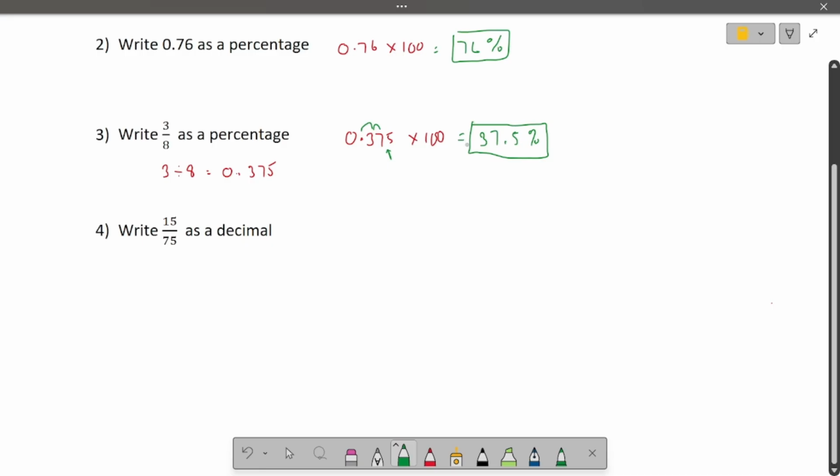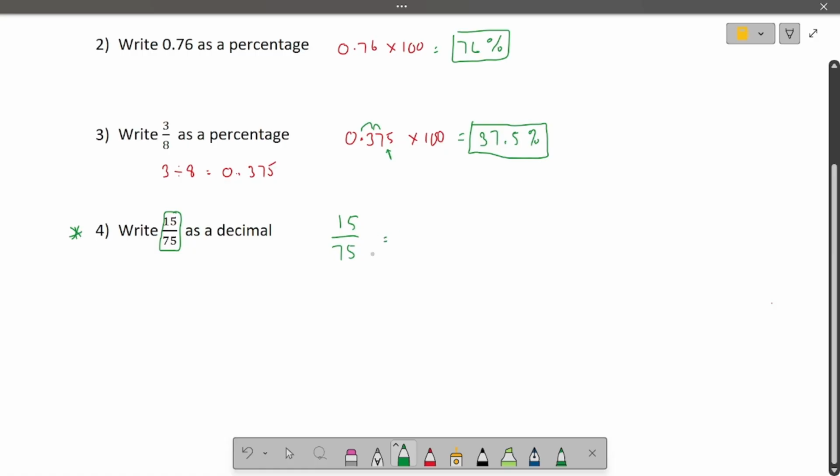Taking a look at question 4 now. Question 4 is trickier than it first might seem. We're going to take a look at this fraction. We're going to simplify it. We're going to write it in its smallest possible terms. This is going to be an easier way to deal with this problem.